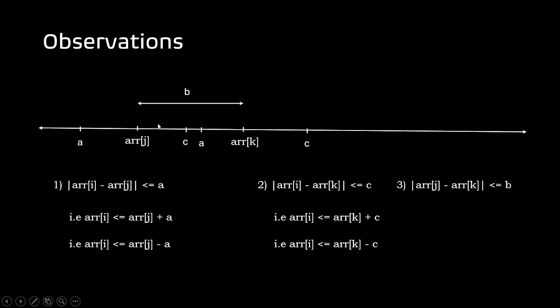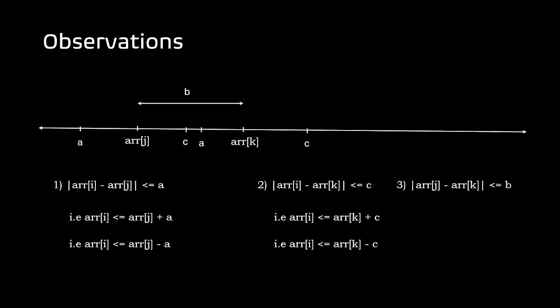You can make out, because if my array I is here, then it is less than a. If array I is here, then it is obviously less than c as well. So that is the main observation that we make in this problem.